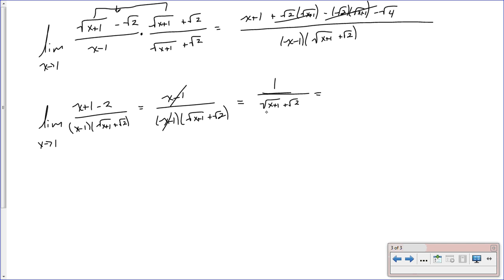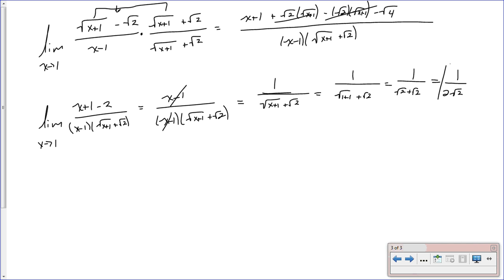Now you can use direct substitution to plug it in. You're going to get 1 over the square root of 1 plus 1 plus the square root of 2, which equals 1 over square root of 2 plus the square root of 2, which equals 1 over 2 square root of 2. That would be your limit.